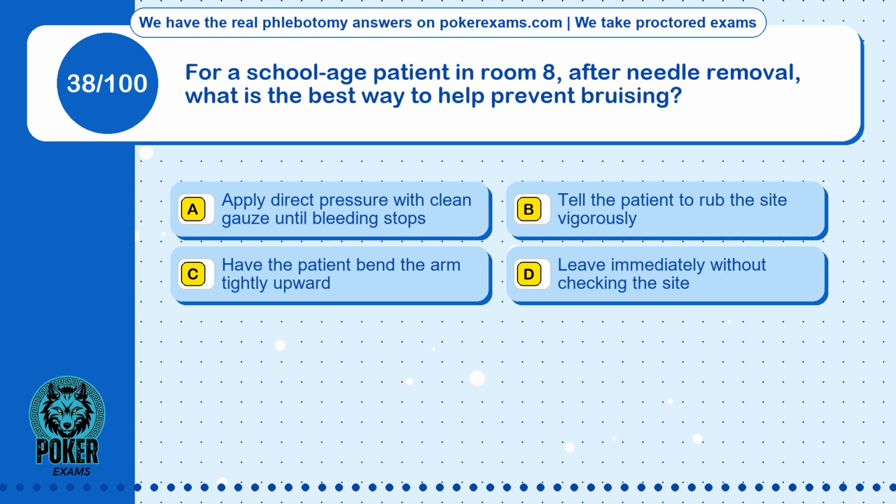Question 38. For a school-age patient in room 8, after needle removal, what is the best way to help prevent bruising? Option A. Apply direct pressure with clean gauze until bleeding stops. Option B. Tell the patient to rub the site vigorously. Option C. Have the patient bend the arm tightly upward. Option D. Leave immediately without checking the site.